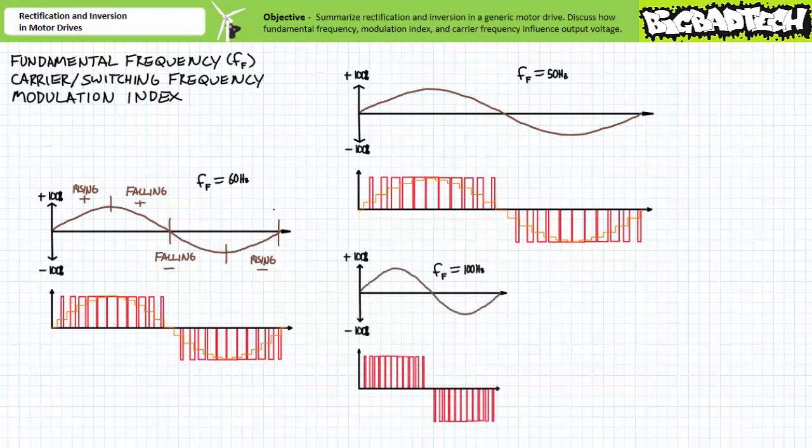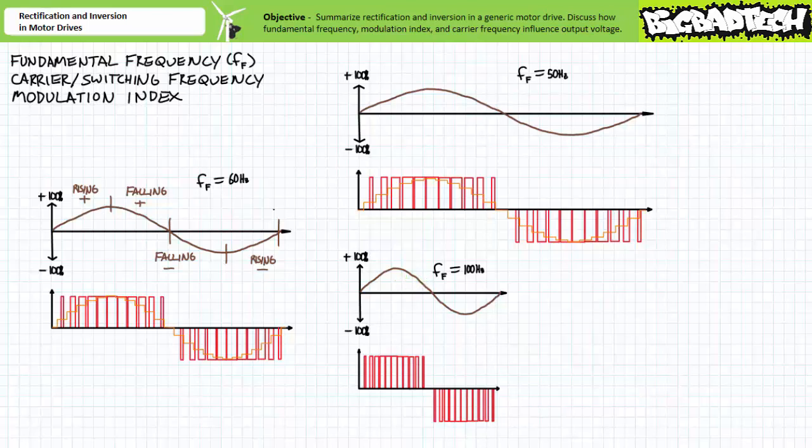Coming at this from the other end, if the fundamental frequency is increased to, let's say, 100 Hz, a frequency corresponding to a period of 10 milliseconds, each quarter section of the waveform would be 2.5 milliseconds in length. In this case, the inverter varies the duty cycle in a sinusoidal fashion from 0 to 100% over 2.5 milliseconds to generate the rising positive section. Then it varies the duty cycle in a sinusoidal fashion from 100 to 0% over the next 2.5 milliseconds to generate the falling positive section.